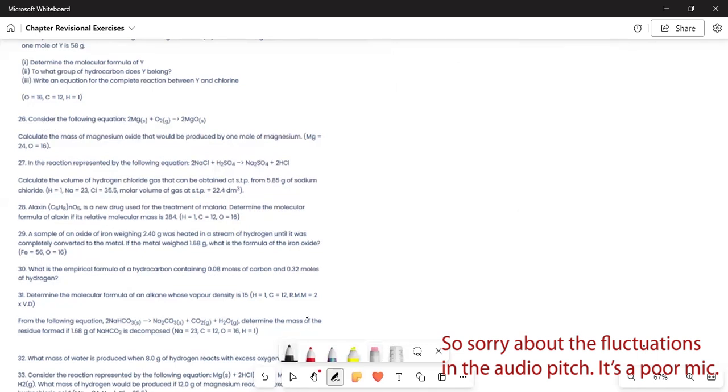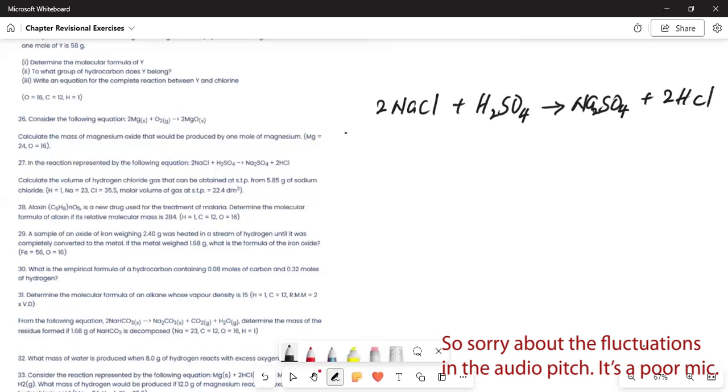Question 27. In the reaction represented by the equation, 2 moles of sodium chloride, aqueous, plus H2SO4, giving us sodium sulfate and HCl. The equation has been balanced for us already. The question says calculate the volume of hydrogen chloride gas that can be obtained at STP from 5.85 gram of sodium chloride.